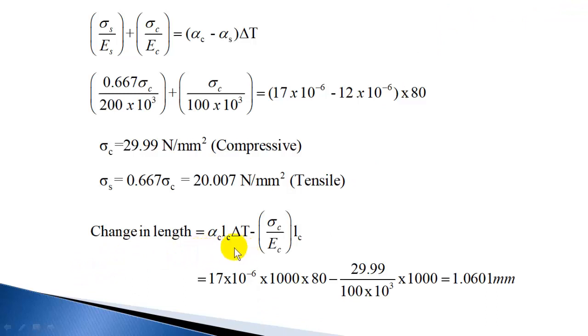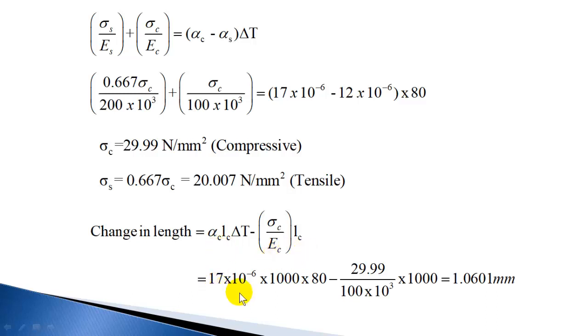You can find out the change in length in the copper bar as alpha C L_C delta T, that is the free expansion of copper, and free expansion is not allowed. The compressive stress induced is reducing this expansion by this amount. This is the change in length in the copper bar due to the compressive stress induced. So this is the free expansion minus the change in length due to compressive stress induced, that will give the expansion of the composite bar. When they are in a composite bar, only so much expansion is allowed. This is the free expansion, and this is the reduction in expansion due to compressive stress.